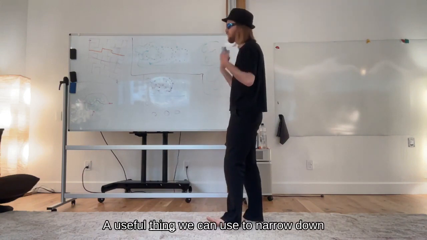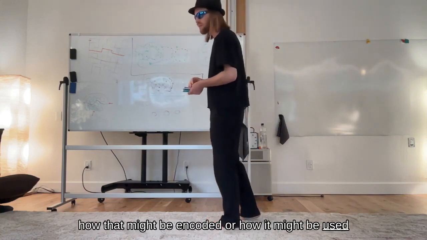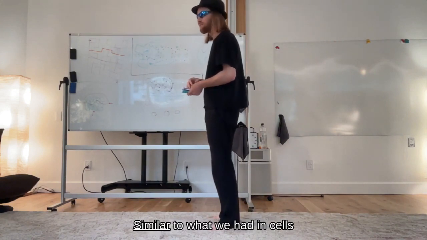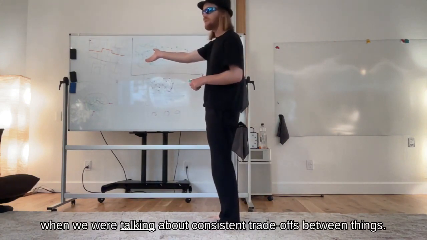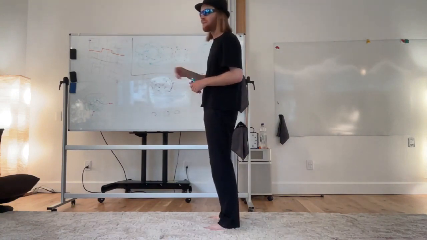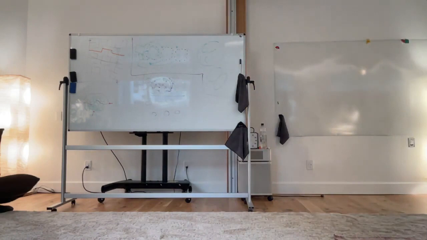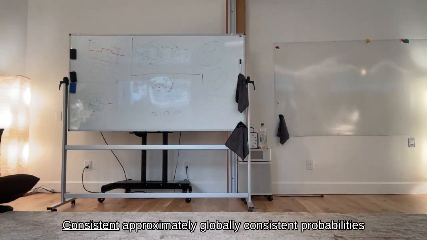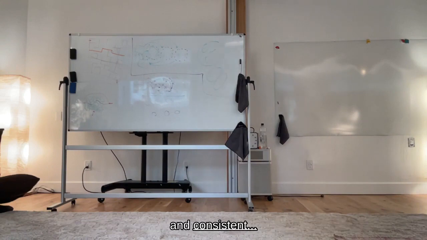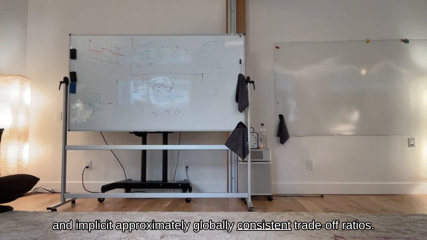A useful thing we can use to narrow down how that might be encoded, or how it might be used, is consistency pressure. Similar to what we had in cells when we were talking about consistent trade-offs between things. A similar thing is going to happen here. We want approximately globally consistent probabilities, and approximately globally consistent implicit trade-off ratios.